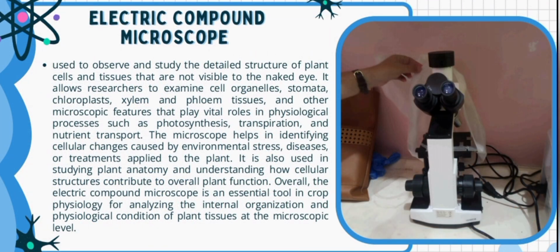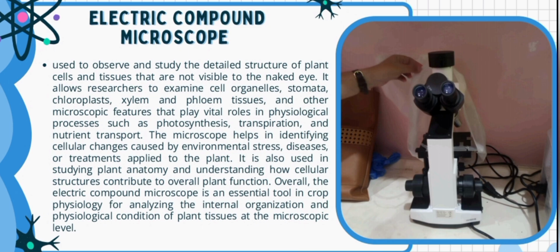Electric compound microscope. Used to observe and study the detailed structure of plant cells and tissues that are not visible to the naked eye. It allows researchers to examine cell organelles, stomata, chloroplasts, xylem and phloem tissues, and other microscopic features that play vital roles in physiological processes such as photosynthesis, transpiration, and nutrient transport.